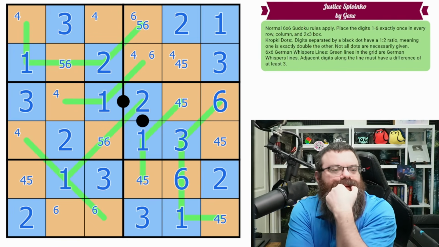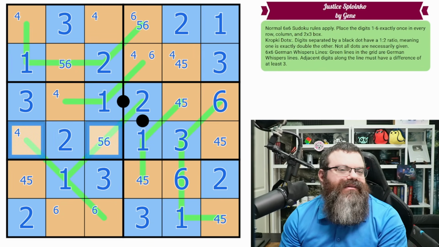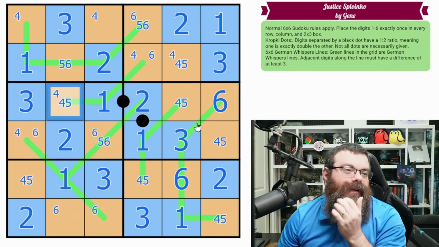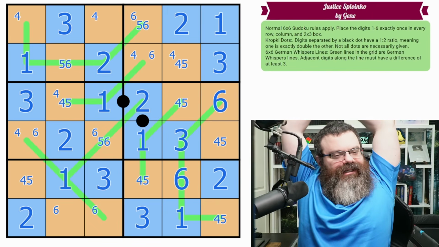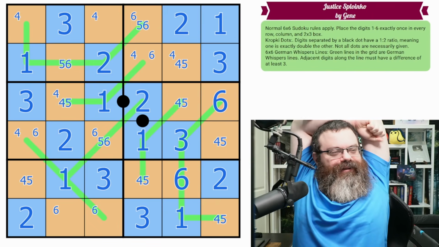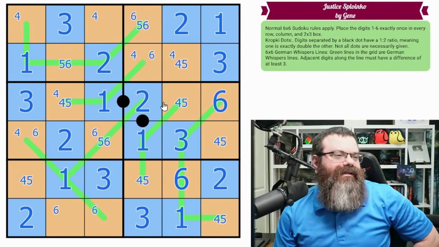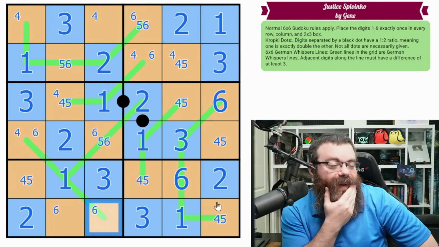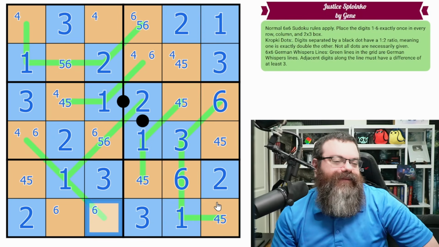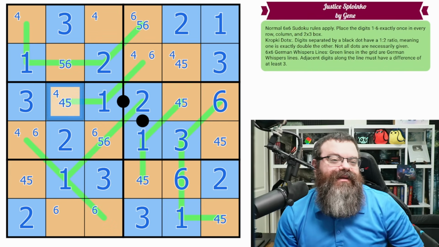What could do it? 6 is one of these two. This is 4-5. I don't see a single German whisper line that has a 2 or 3 that we haven't resolved. And 1s don't help with the highs. Is there some reason this can't be 4? No. I don't see it. Maybe I need to color my 4-5s. Maybe it's the same deal.